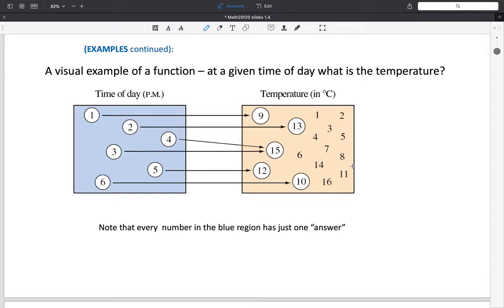So notice that each value over here in the blue only has one over here. If 4 also went to 13, that wouldn't be a function, but that's impossible. It can't be both 13 degrees and 15 degrees at 4 p.m. in the same place. So keep that in mind. So this is a function, and the fact that both 3 and 4 equal 15 is fine. There's no problem because 3 has only one y value, and 4 has only one y value. I'm thinking of these as my x's or t's, I guess, right? Let's make this a t for time. And the other one is x's.